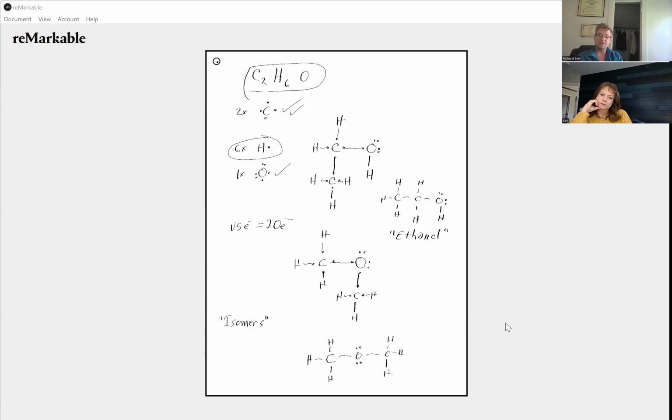Anyway, ethanol is the drinking alcohol. Down here, we have what is commonly referred to as ether. Ether was used as a general anesthetic back around World War I and World War II. A general anesthetic knocks you out. It puts you to sleep. It was, I believe, the first general anesthetic.